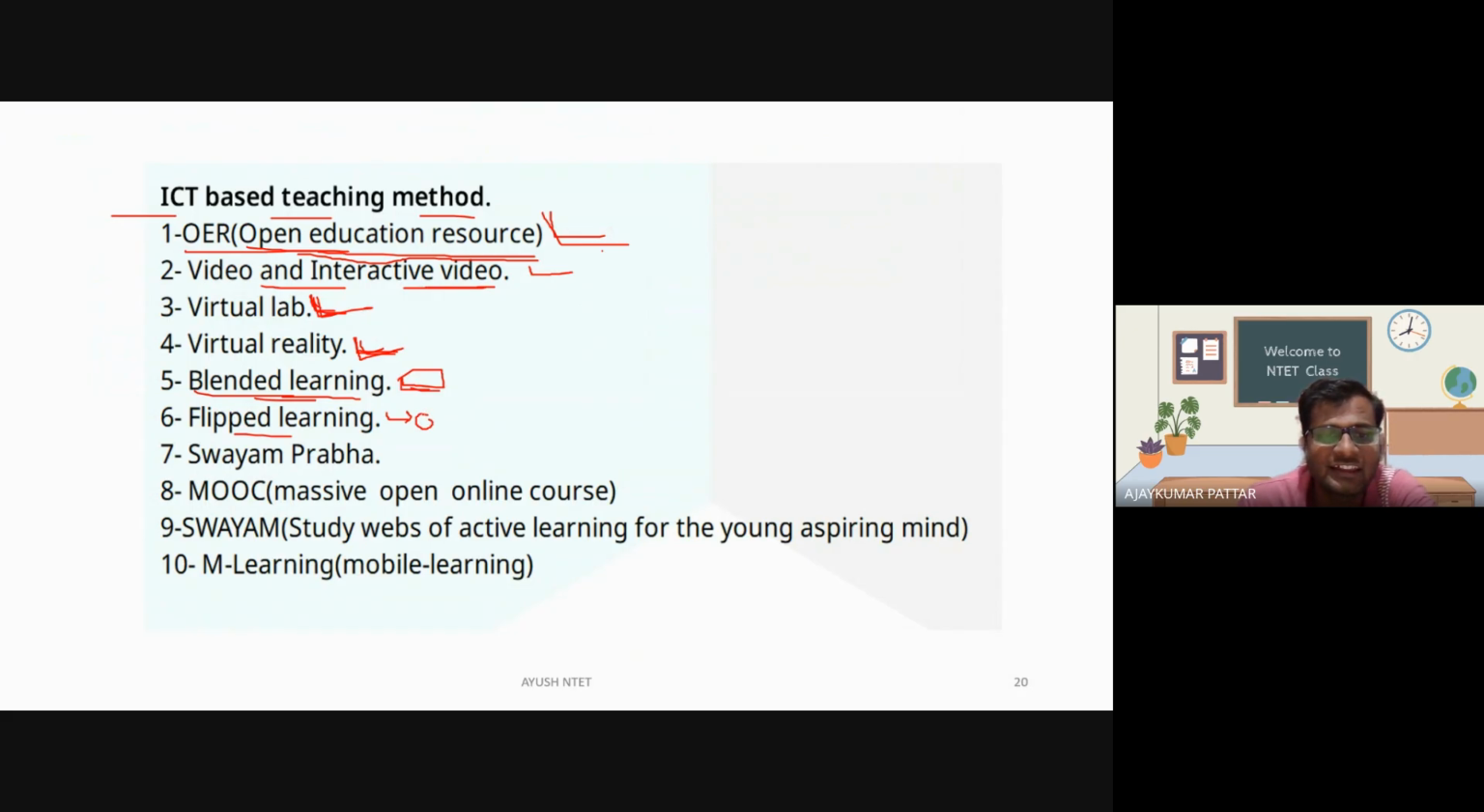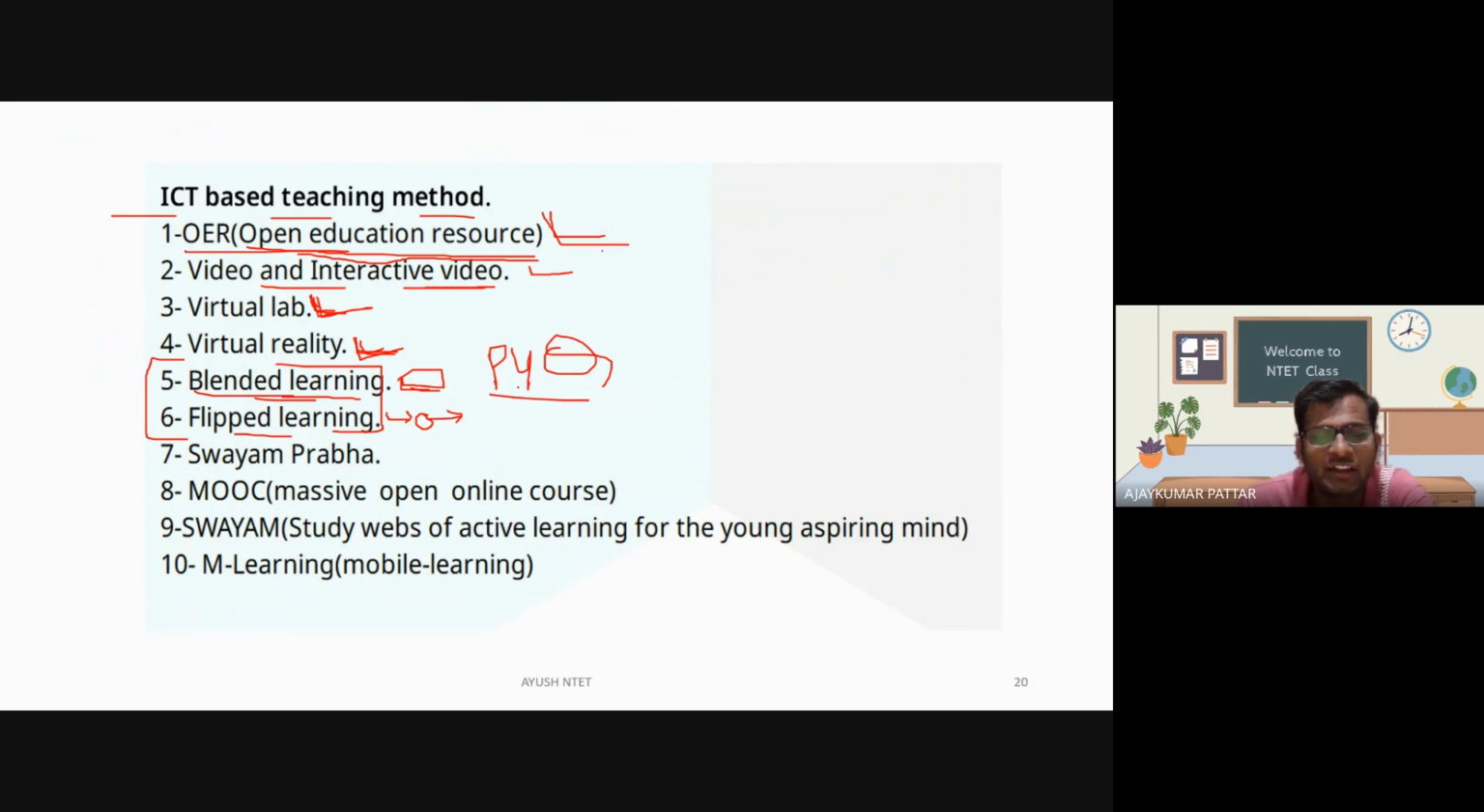After that, the learning will happen. That one is called flipped learning. We will discuss some minor points: blended learning, flipped learning, other types of learning. We will know the detailed concept of what is blended learning and flipped learning when we solve the previous year questions. When certain questions come based on these concepts, at that time we will discuss these things in detail. Then you can clear that concept.